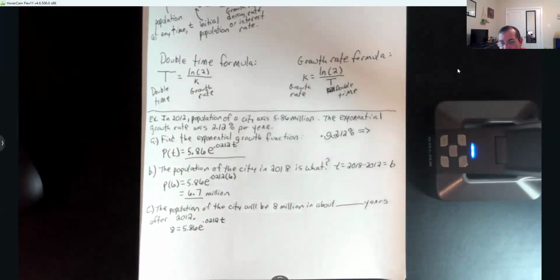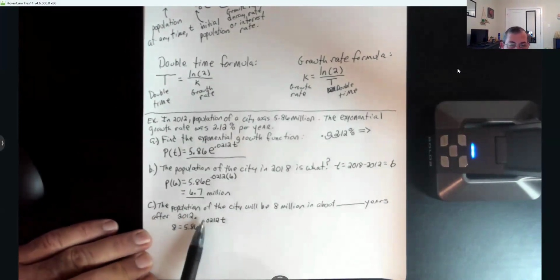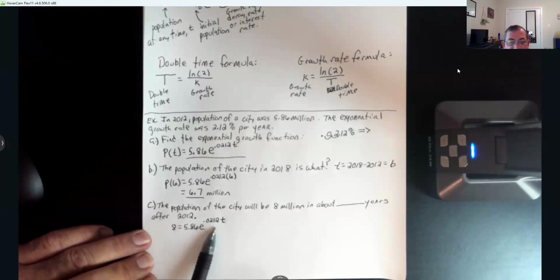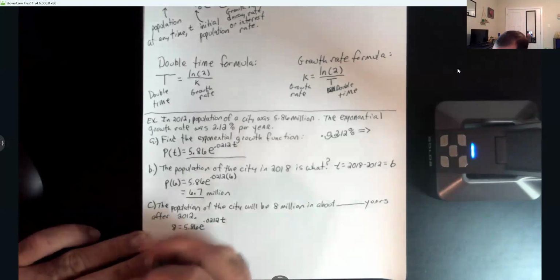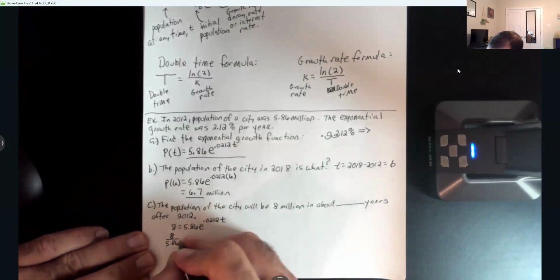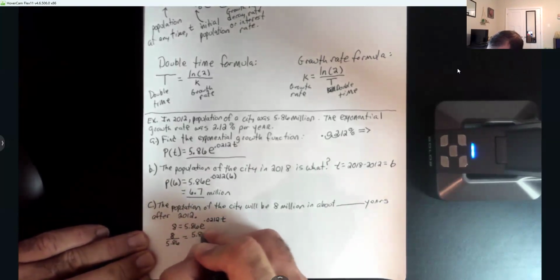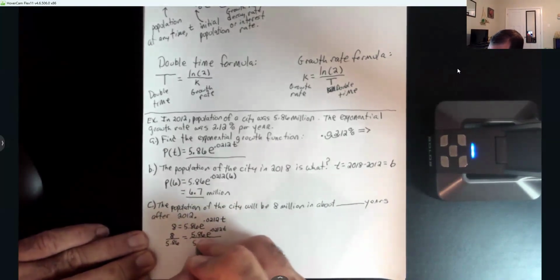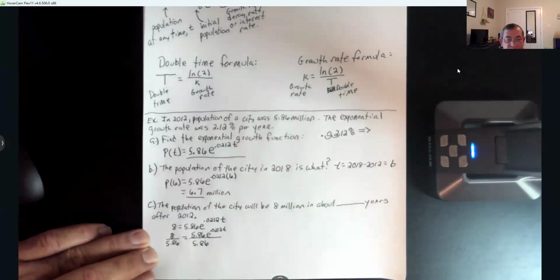So I'm going to get us started, but then I'm going to have y'all sort of help me a little bit on this. So I would tell you the first thing I want is this e stuff by itself over here. So I'm going to move the 5.86. Since that's being multiplied by the e, we're going to divide both sides by the 5.86. So I got 8 divided by 5.86 equals 5.86 e to the 0.0212 t divided by 5.86.